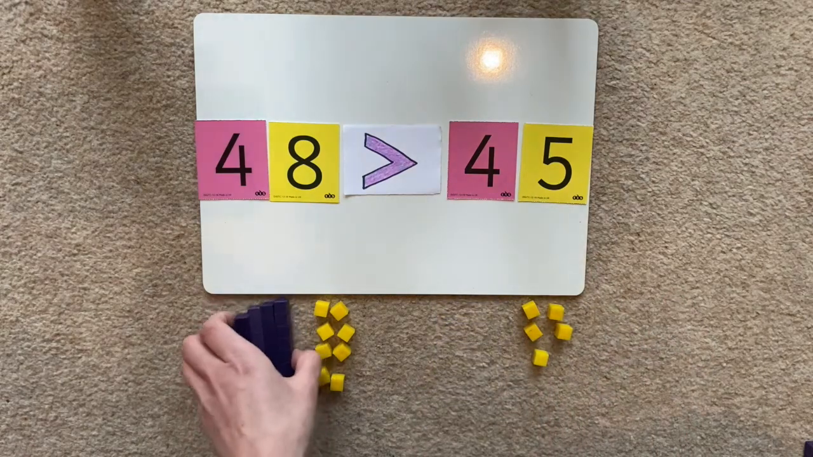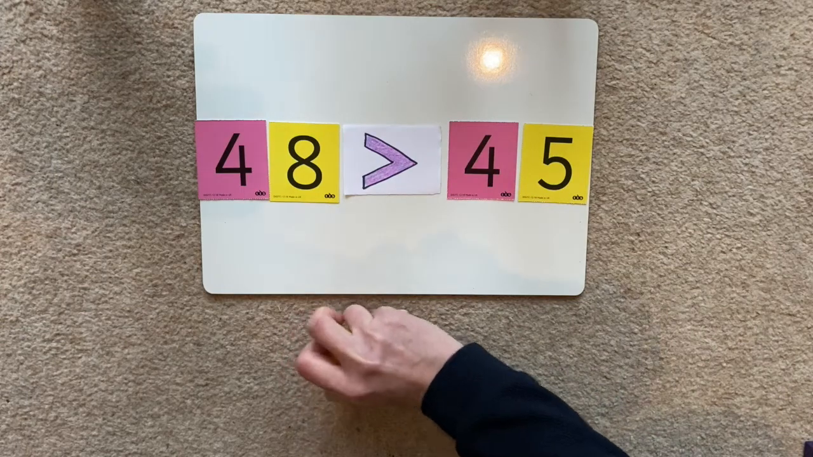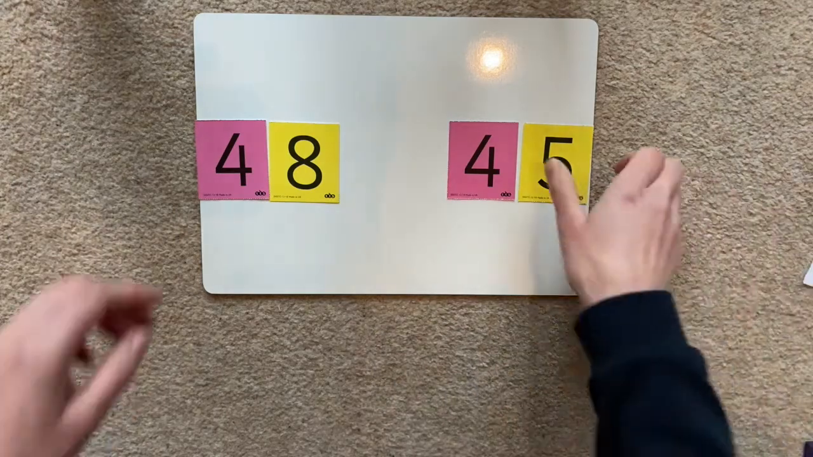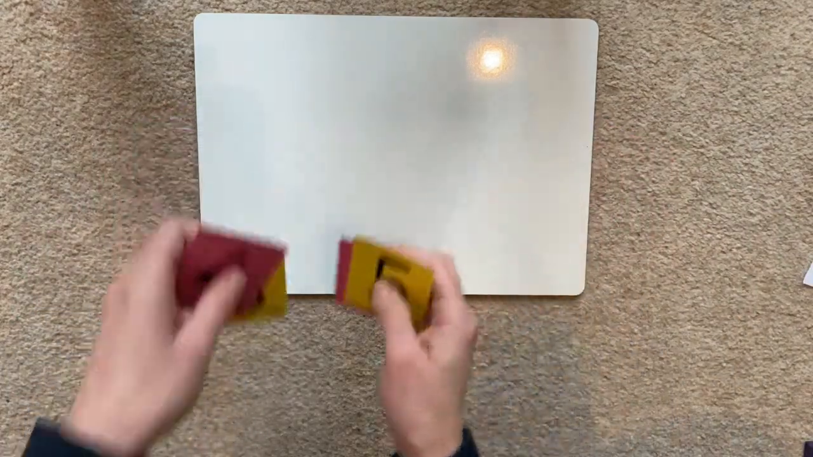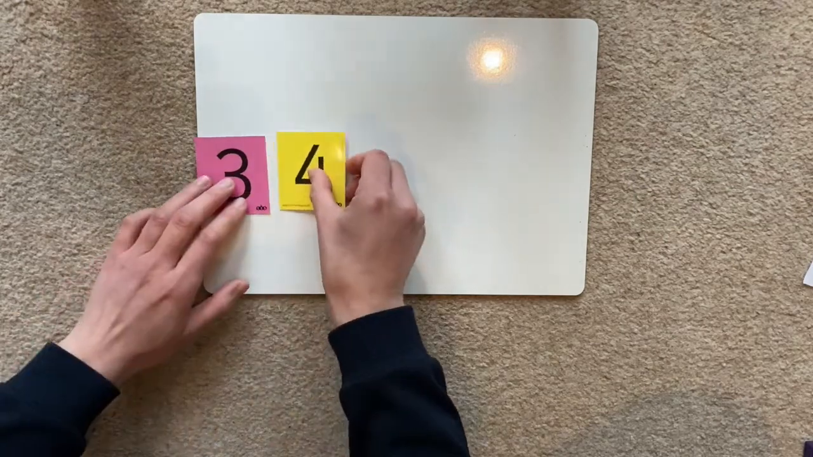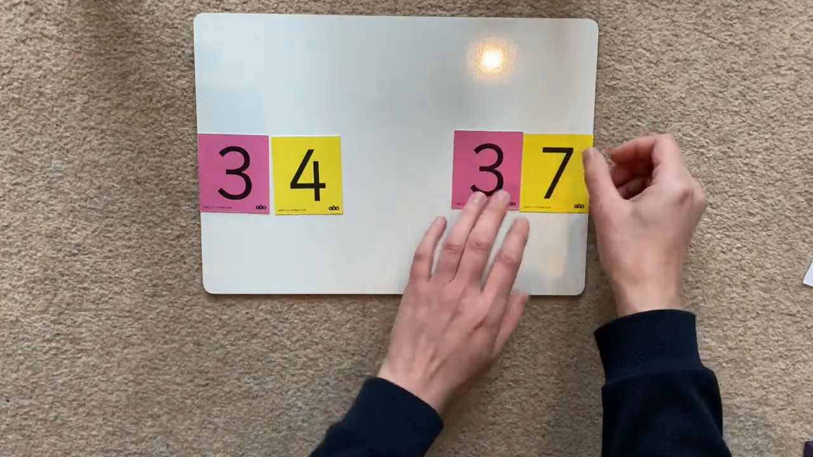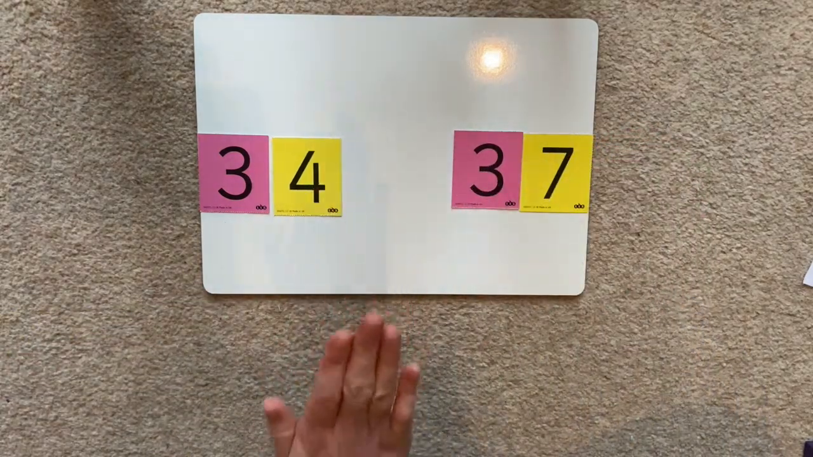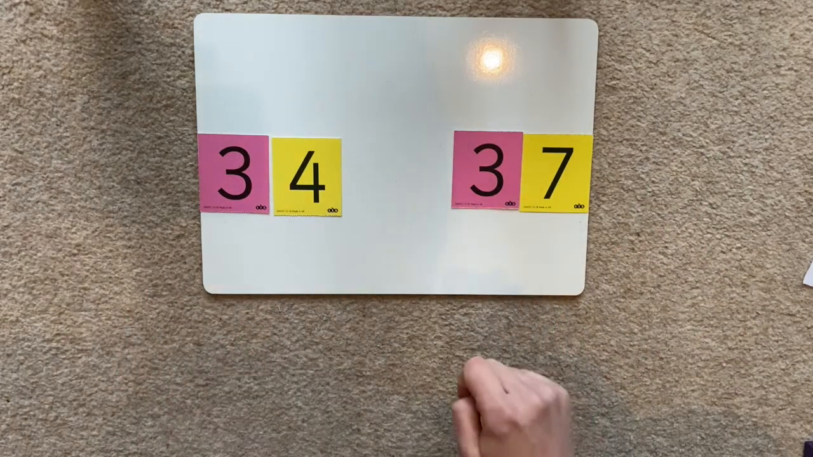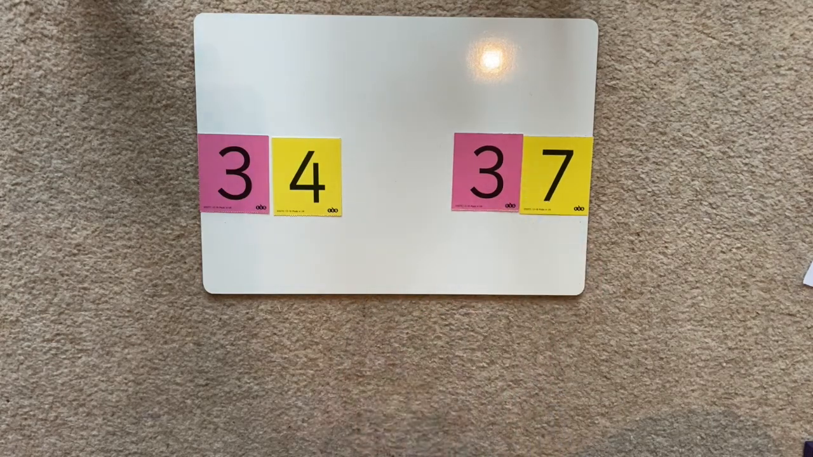Okay, for the next one, you're going to do it all on your own. So I'll put the question out and you're going to pause the video to solve it by yourself. Got 34 and 37. Okay, so pause the video, get your paper Deans, make these numbers, and then use your inequality symbol to show which number is the bigger one. Off you go.